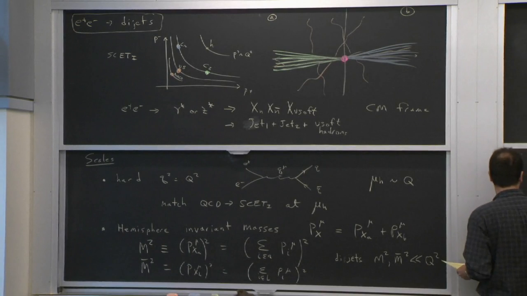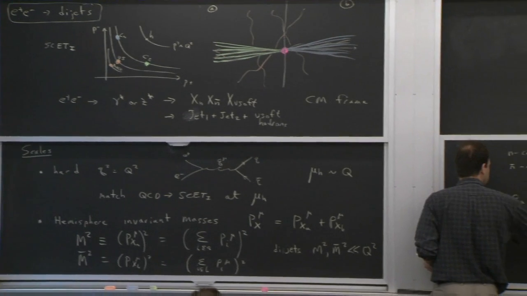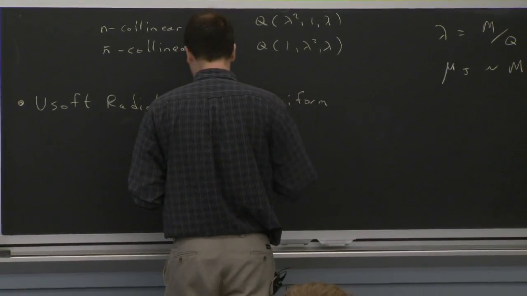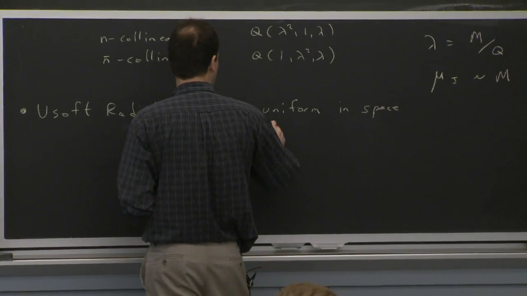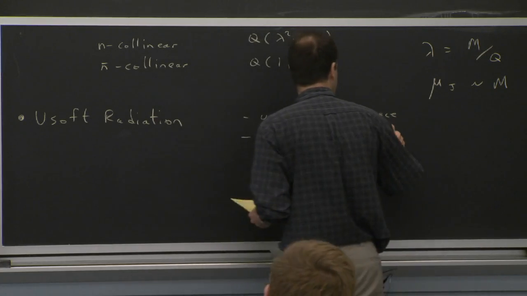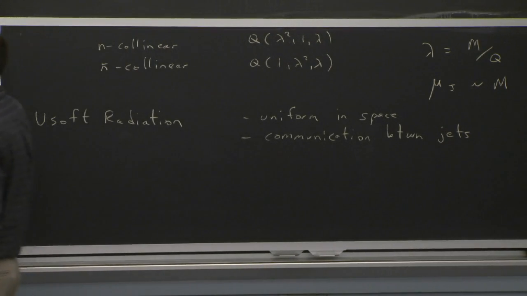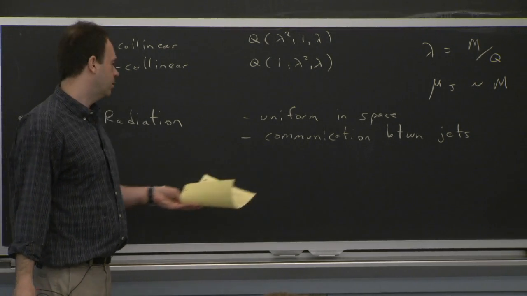So then there's the ultrasoft radiation. Being ultrasoft, it's uniform. It's not collimated in any direction. It's the thing that gives you the communication between the jets. The jets are going to decouple from each other in the sense that interactions directly between the n collinear and n bar collinear modes is all going into the pink dot. But there can be long-distance communication between the jets caused by the ultrasoft modes.